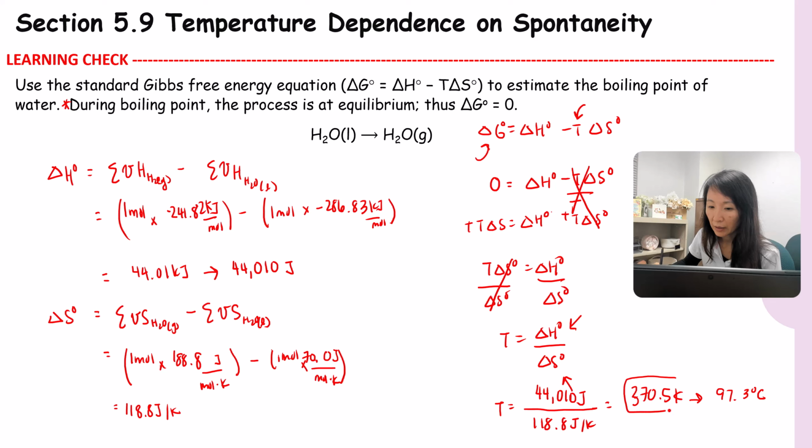But either way, Kelvin or Celsius, would be sufficient. So that would be saying that that's the boiling point. It's pretty close enough. The real boiling temperature is about 100 degrees Celsius. So it's pretty close, I would say.